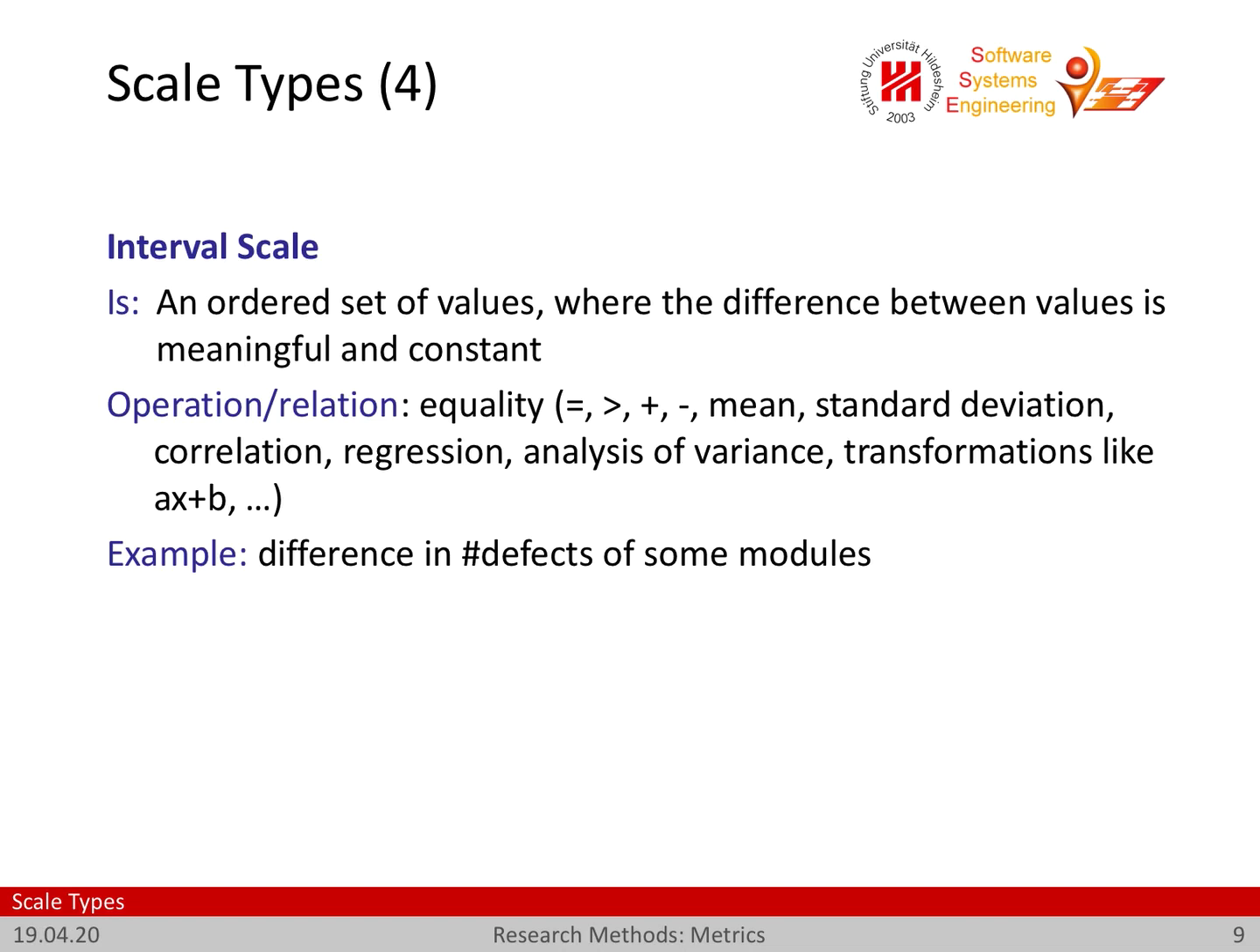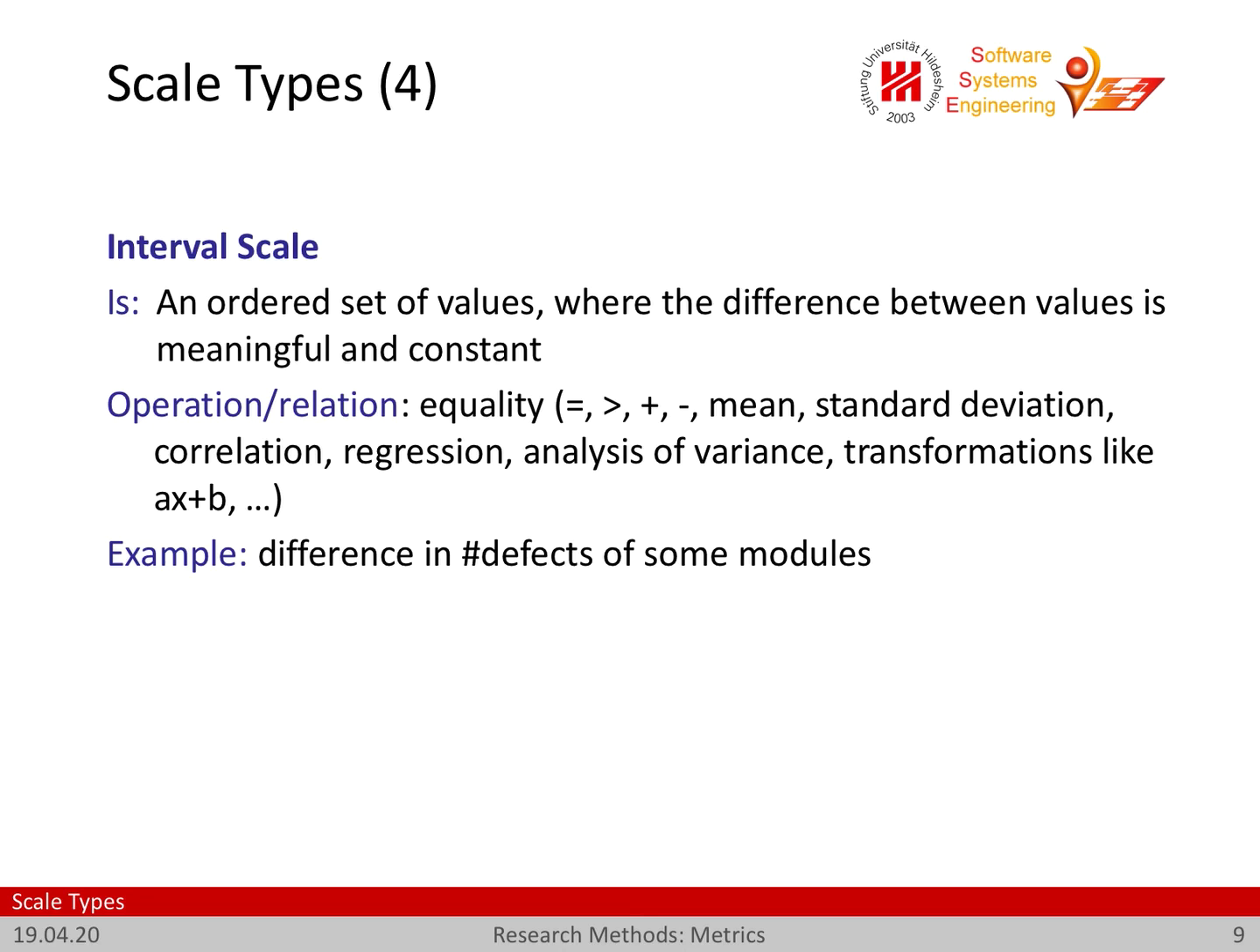If we really have equidistance among the individual elements, then we actually come to an interval scale, meaning the interval between two different values is always the same. So an interval scale is an ordered set of values where the difference between values is meaningful and constant. What does meaningful mean here? It means that there is some interpretation of this distance, of this difference between two values, that makes sense in the domain.